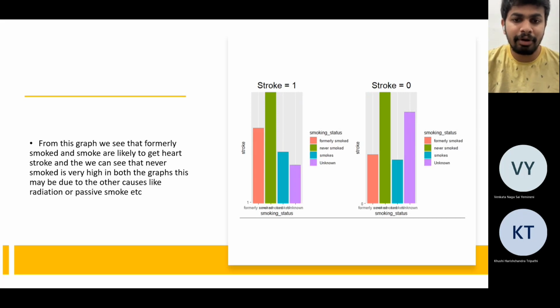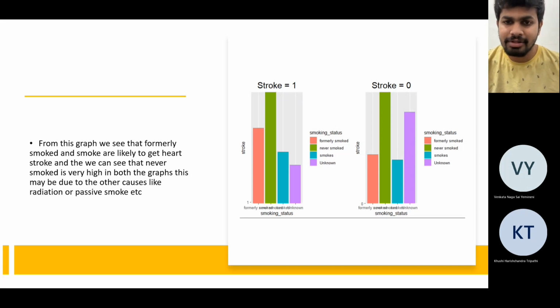So people who smoke also have a chance of getting a stroke, but from this graph we see the graph level is high for those who don't smoke. The first one is formerly smoked and the second one is never smoked. The second bar is showing the highest, because never smoked is the highest. So from this graph, we can see that formerly smoked and smoke are likely to get a stroke, and that never smoked is very high in both the graphs.